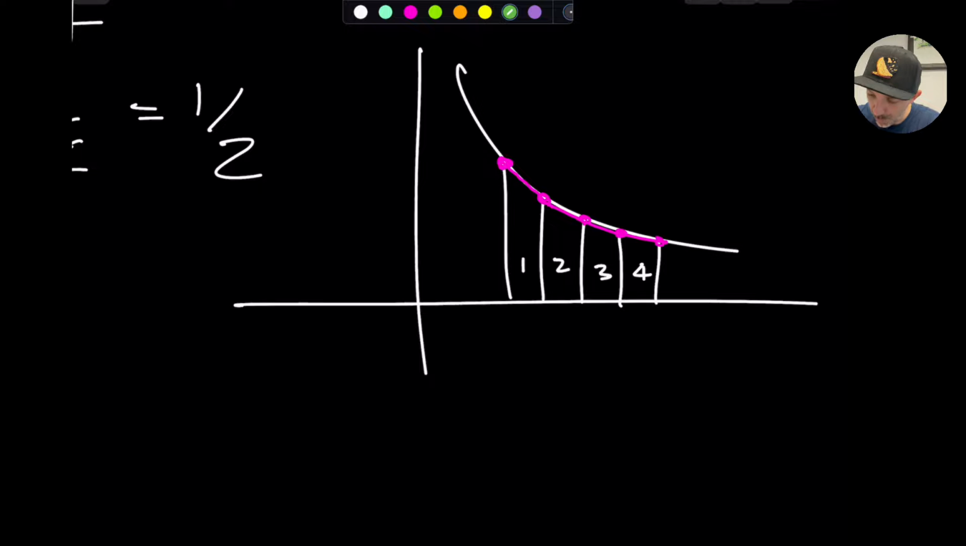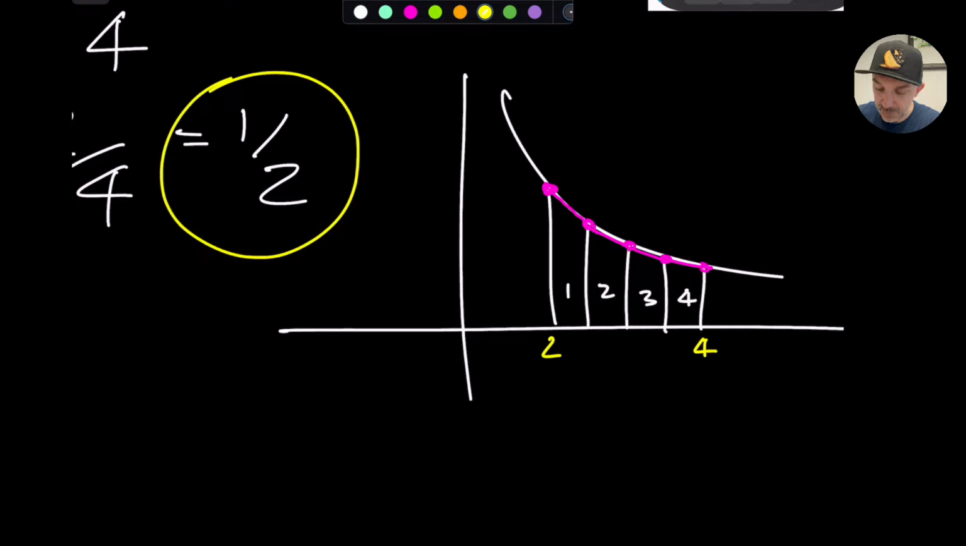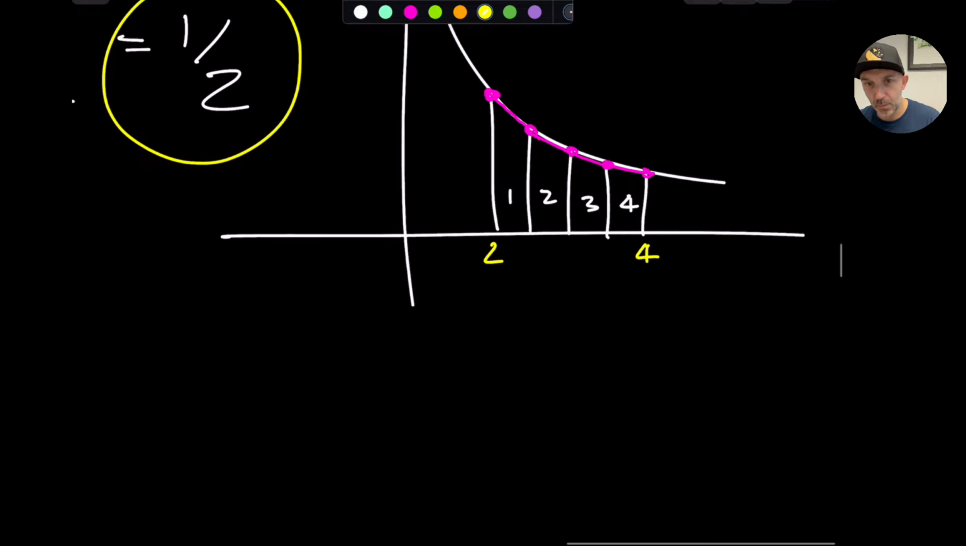Okay, so what we have to do is remember that we started at 2 and we go to 4. This value, a half, is quite important because that tells us the width of each one of these trapeziums. So we've got a half. This value is going to be 2.5. The next value is going to be 3. The one after that is going to be 3.5.